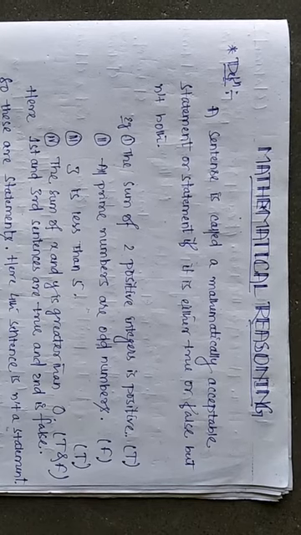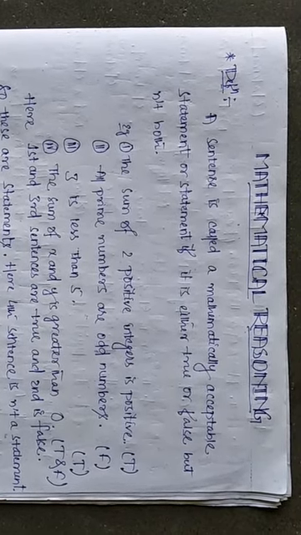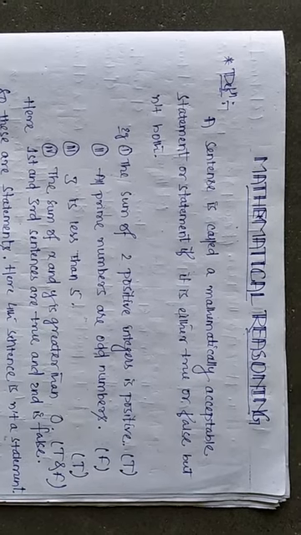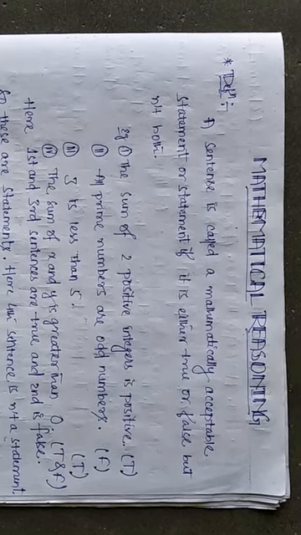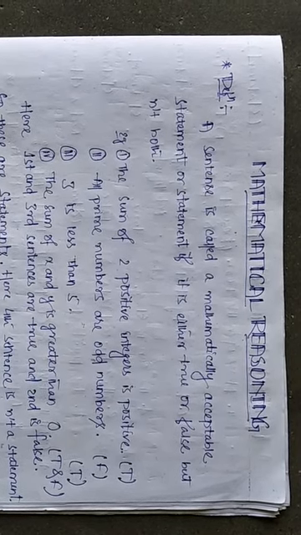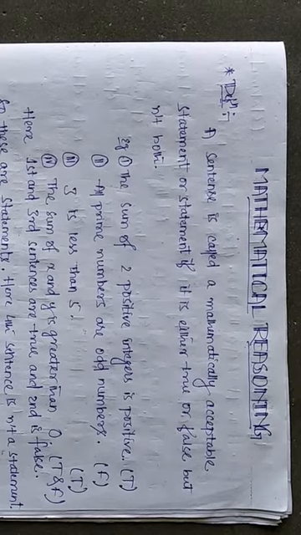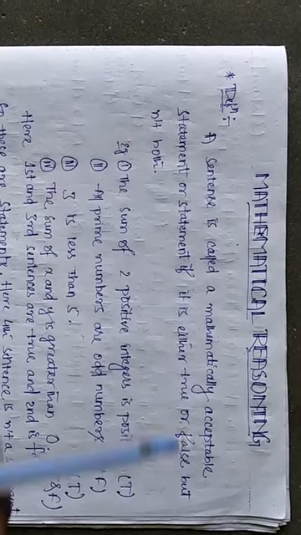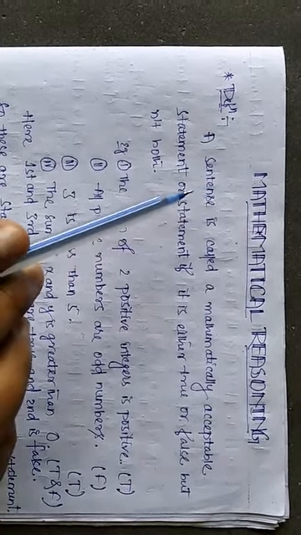Today we will study mathematical reasoning. Here we will study what is a statement, or what is a mathematically acceptable statement, and the different operations that we can perform on a statement. First, what is a sentence, meaning which type of sentence is called a statement or mathematically acceptable statement.